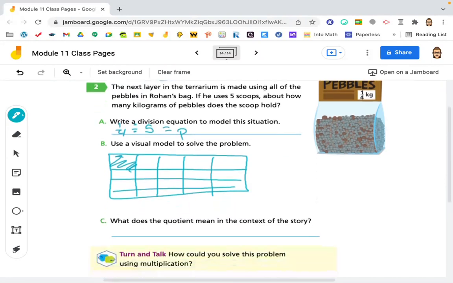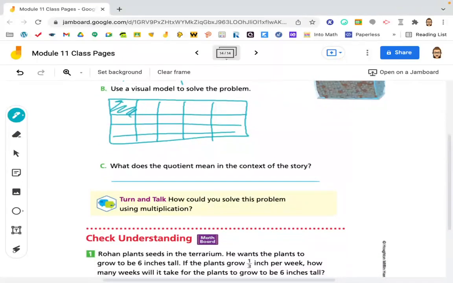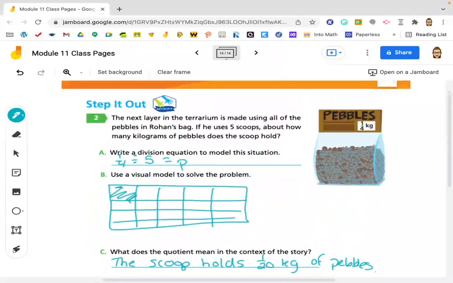So the quotient, in the context of this story, is that the scoop holds 1/20th kilogram of pebbles. And I do want to still show the related multiplication in it. So it'd be 1/4 times the reciprocal of 5, which is 1/5, equals 1/20th.